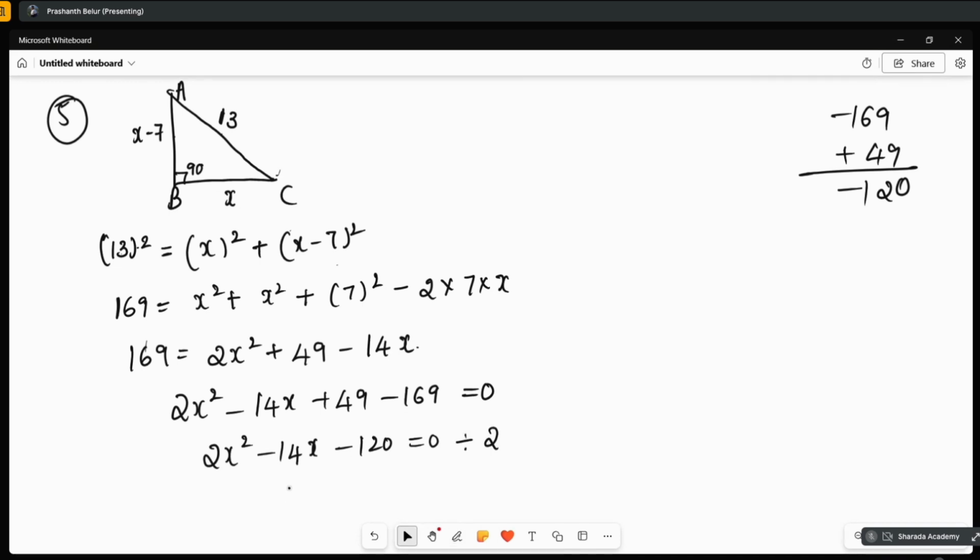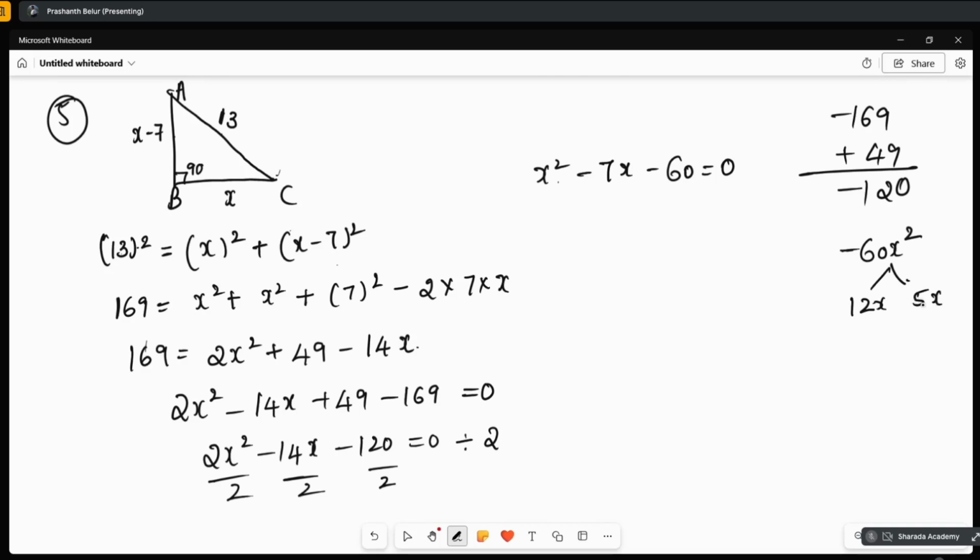Why will I divide by 2? Because each term I can divide by 2. That is possible. That's why I'm dividing. So I will get x square minus 7x minus 60 is equal to 0. Minus 60 with x square you will get. So minus means one plus, other minus, subtraction of two numbers, it should be minus 7x. So 12 5s are 60. 12 minus 5 is 7. So this is minus and this is plus.